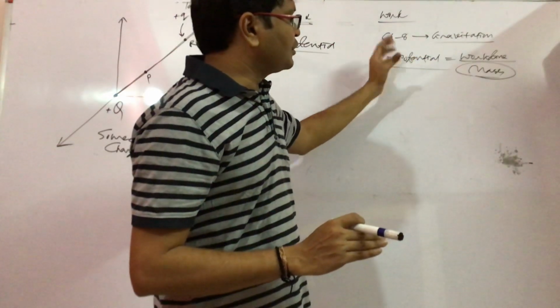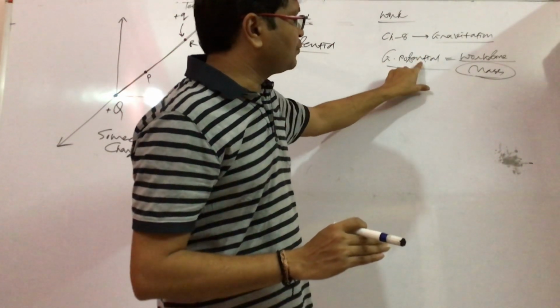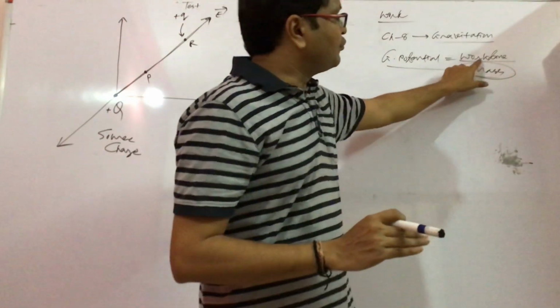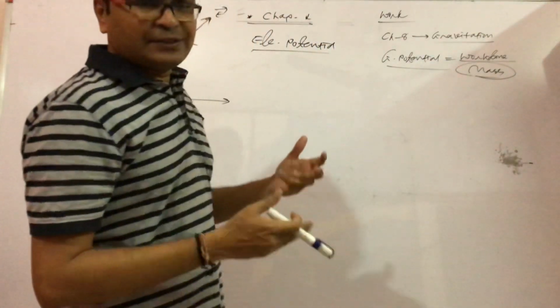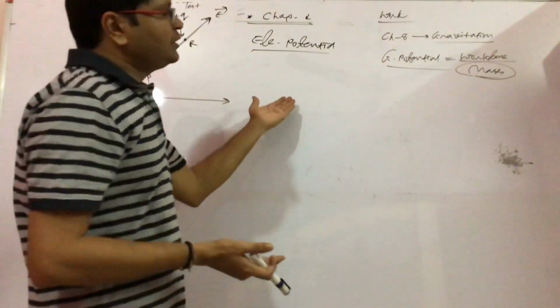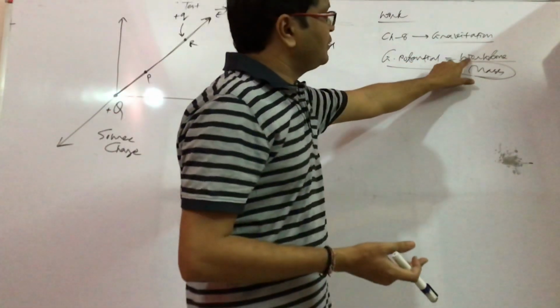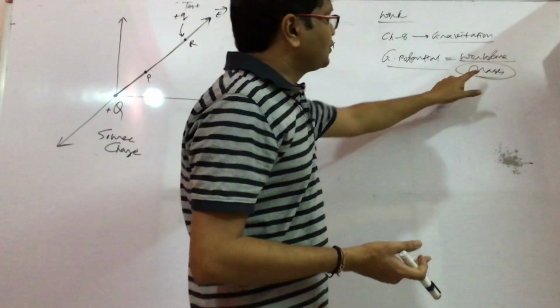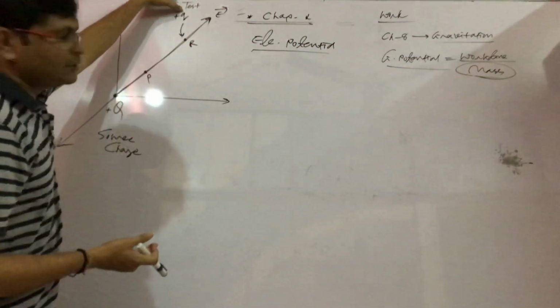So what is the short and sweet definition of potential? Gravitational potential is work done per unit mass. We are discussing electric potential, so the very easy definition of electric potential is work done per unit charge.